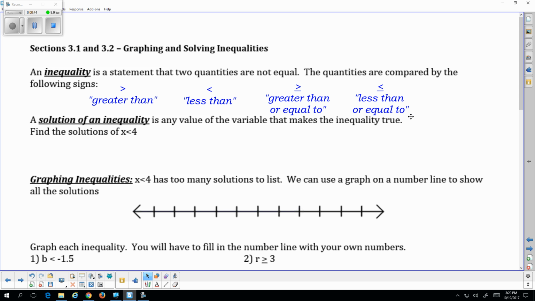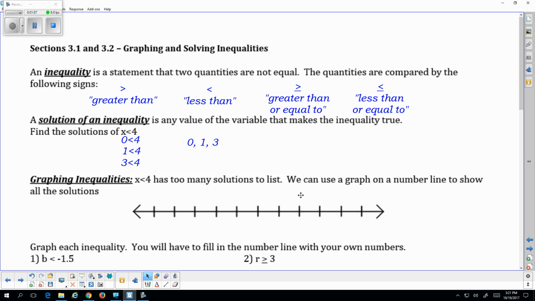Now, the solution of an inequality is any value for x that makes the inequality true. So we're going to find the solutions of x is less than 4. Take a minute and think of some things that you can plug in for x so that your value is less than 4. Okay, some things I came up with were 0, 1, and 3. So some of my solutions are 0, 1, and 3.